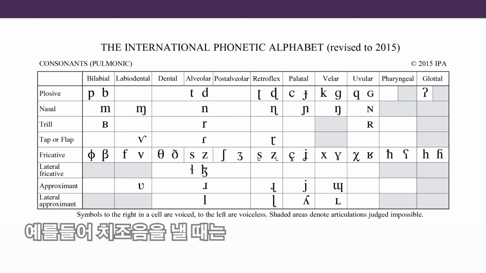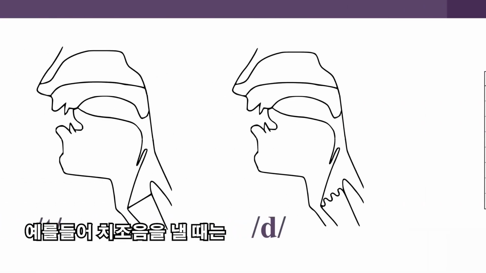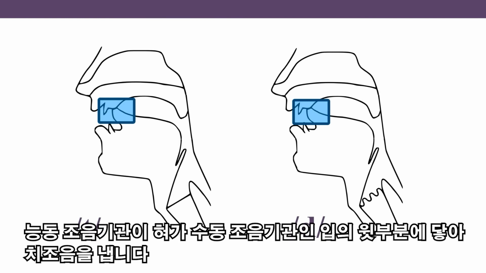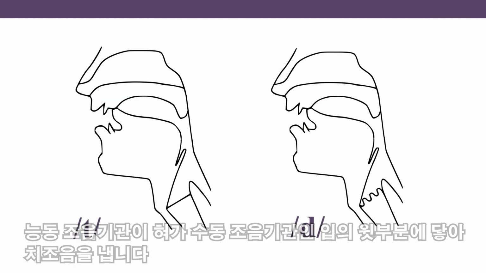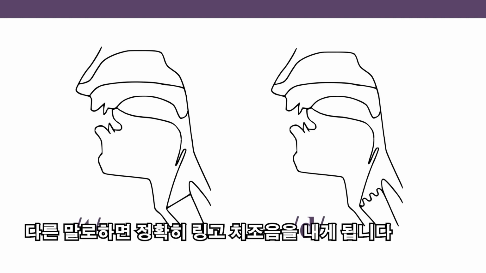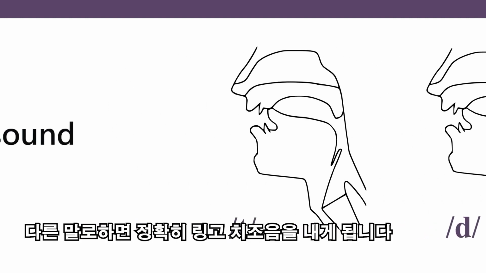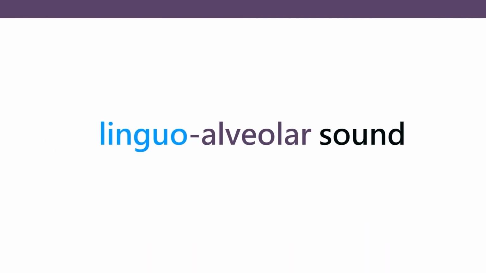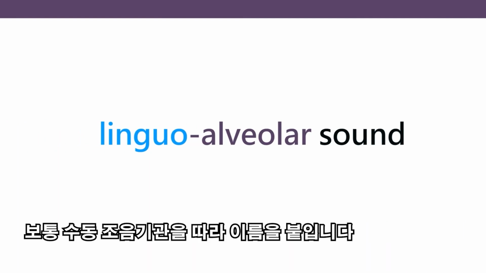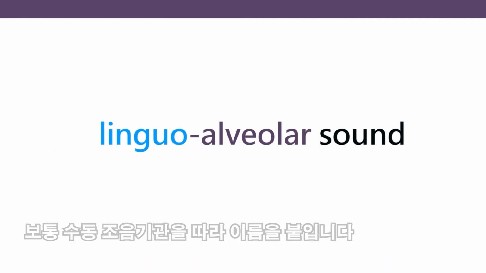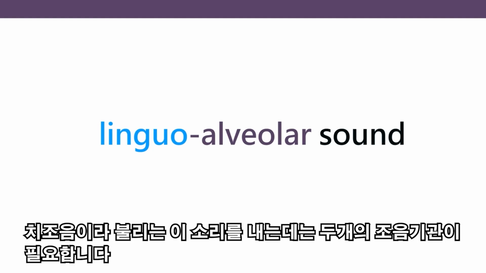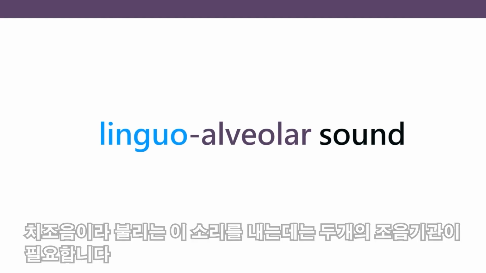So for example, in the production of alveolar sounds, the tongue as the active articulator moves towards the alveolar ridge and it kind of touches it, sometimes it approaches it, and it produces an alveolar sound. In other words, an alveolar sound, to be precise, is a linguo-alveolar sound, but typically we just use the passive articulator to name the sound. You need to know that even though you call it alveolar, there are two articulators in the production of the sound.